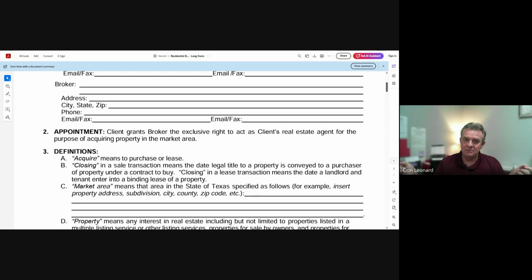But then we've also got to be real here. You and I will never be doing a transaction anywhere in the state of Texas. So look at what their definition of market area is. And the Real Estate Commission will tell you, and the Texas Association of Realtors too, will say that this needs to be clearly defined, which means we have to know without a doubt, and anybody who looks at this document will have to know without a doubt whether you are there or not. So it says the area of Texas specified as follows. And then it says, for example, insert property address, subdivision, city, county, zip code, etc.